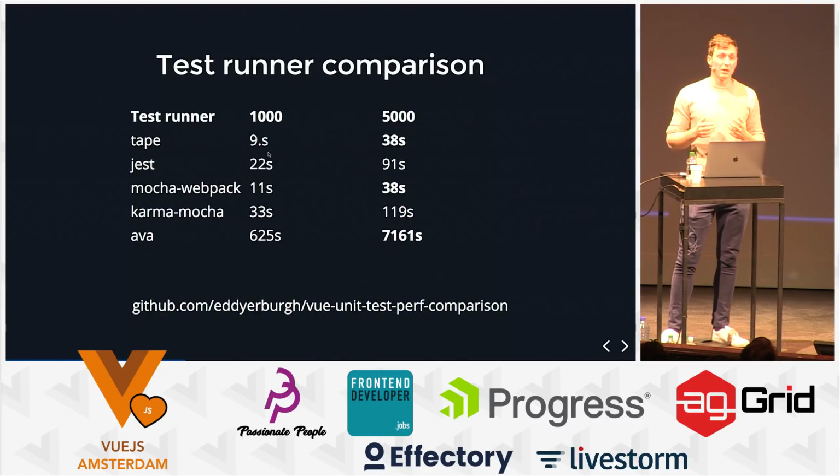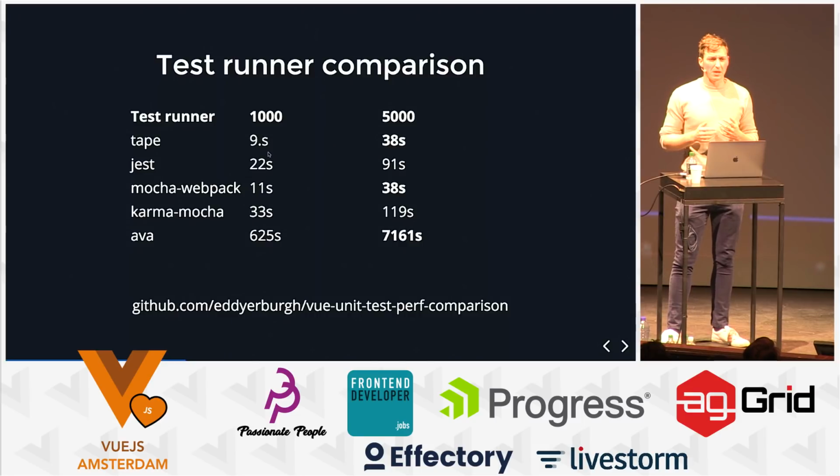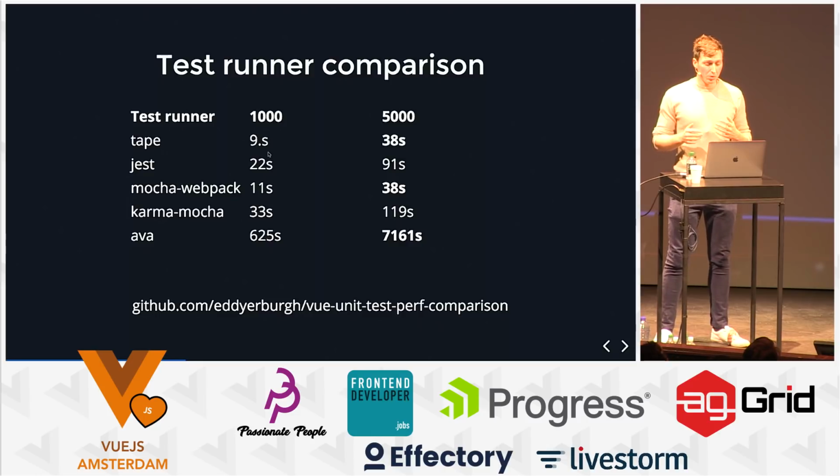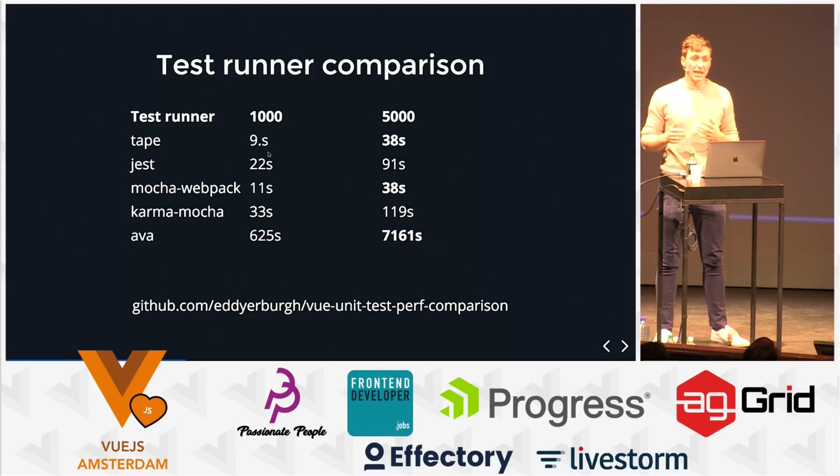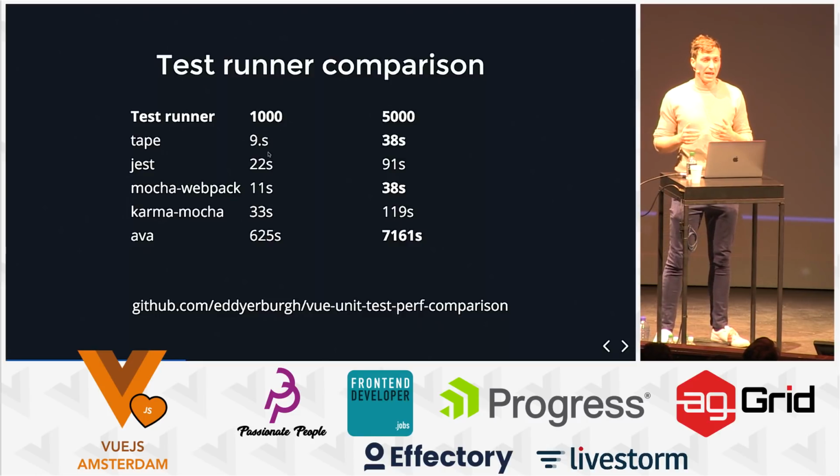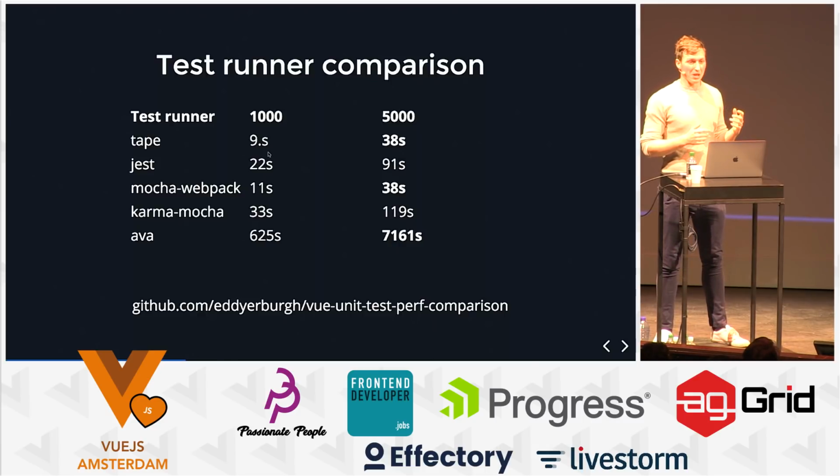To show you how much of an impact the compilation can have, I got curious a few months ago and ran a performance comparison of different test runners with Vue unit tests. And the results were staggering. So while some of the test runners only took 38 seconds to run 5,000 unit tests with Vue single file components, which is really reasonable, Ava in particular took over an hour to run 5,000 unit tests.